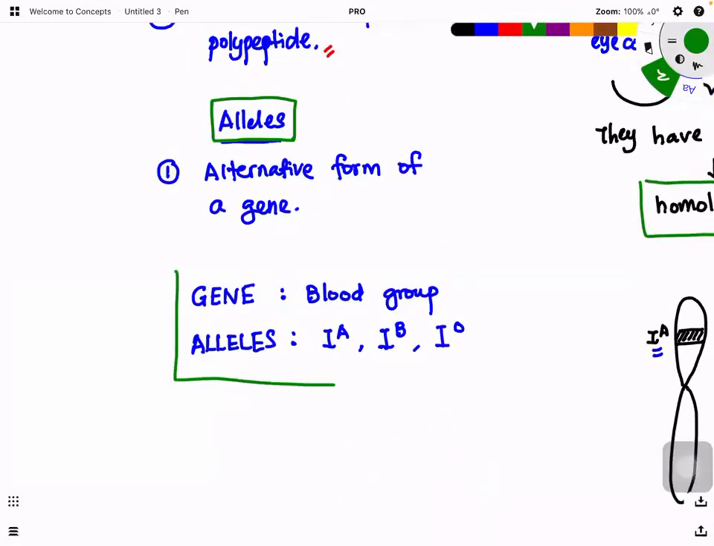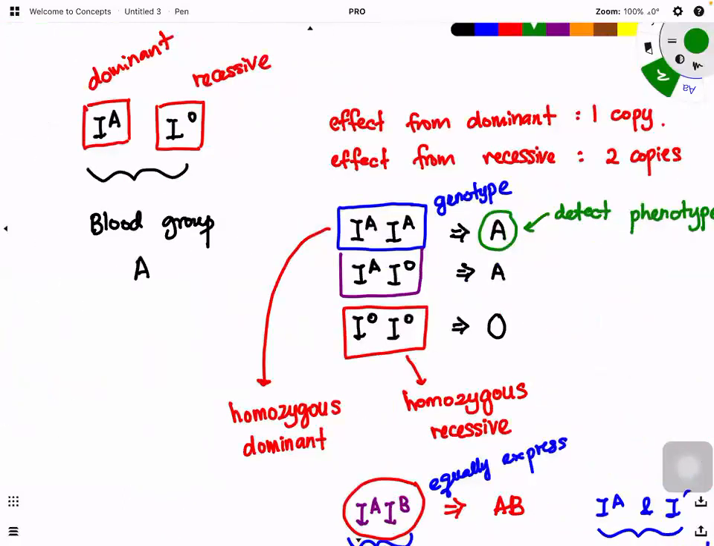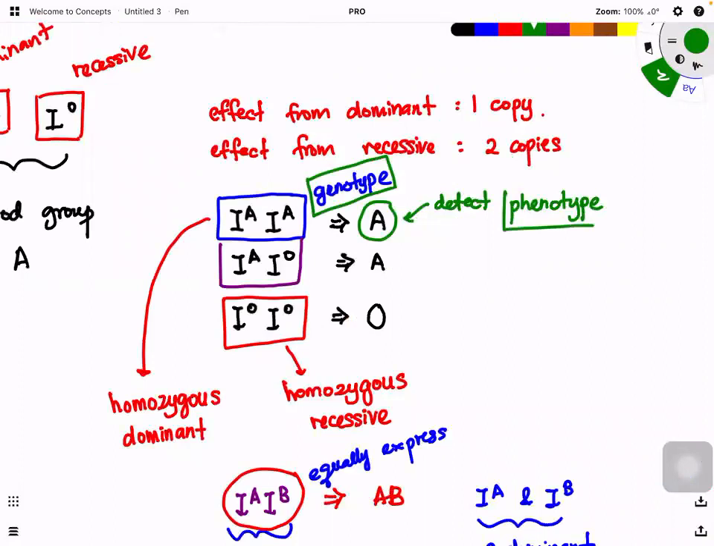The gene code for the blood group is determined by cell surface proteins, or surface antigens. So the alleles are IA, IB, and IO. It depends on the combinations of these three alleles that we have what we call genotypes. The genotype will determine our phenotype. In terms of genotypes, you basically have two alleles. Why two? It cannot be three because we are diploid. Diploid means we only inherit one copy of an allele from our father and one copy from our mother. So therefore we only have two.